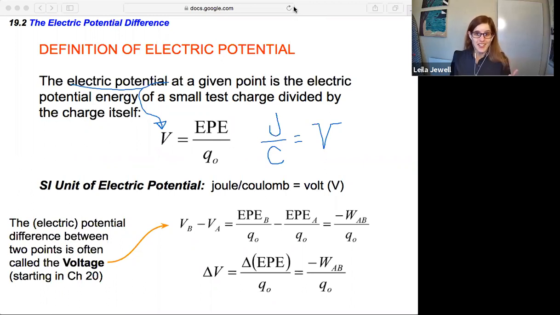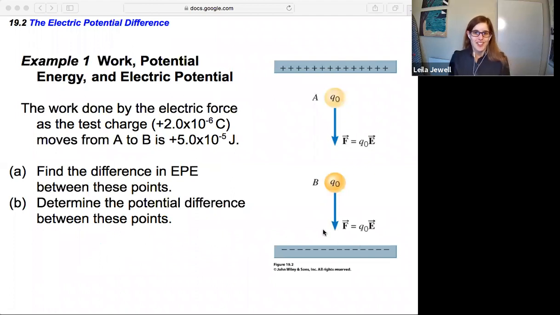Okay, so this introduces the electric potential. Let's check out an example of this so that we have a little more of an idea of how this all works. So we have work, potential energy, and electric potential. The work done by the electric force as the test charge, plus 2 times 10 to the negative 6 coulombs, moves from A to B is 5 times 10 to the negative 5th joules. Find the difference in electric potential energy between these points and determine the potential difference between these points.